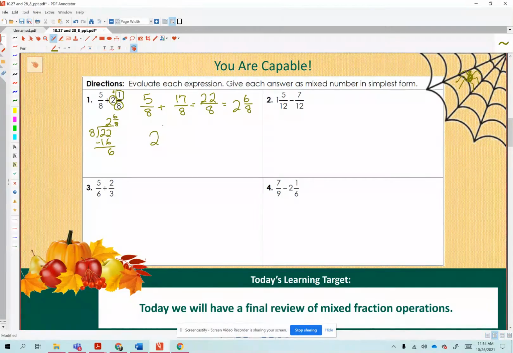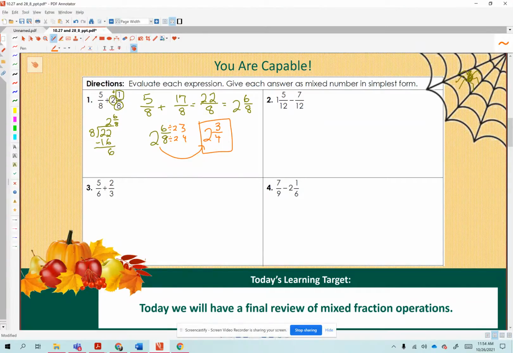So with our 2 6/8, we look at that 6/8 and we know that both of those can be divided by 2. So 6 divided by 2 equals 3, and 8 divided by 2 equals 4. So we can rewrite this fraction as 2 3/4. Now, that is our final answer.